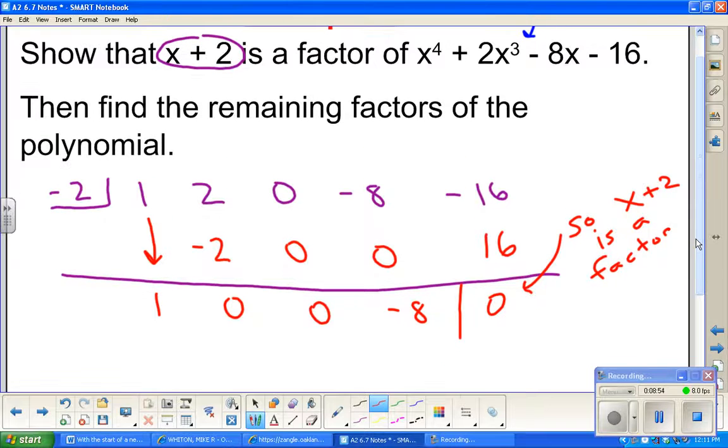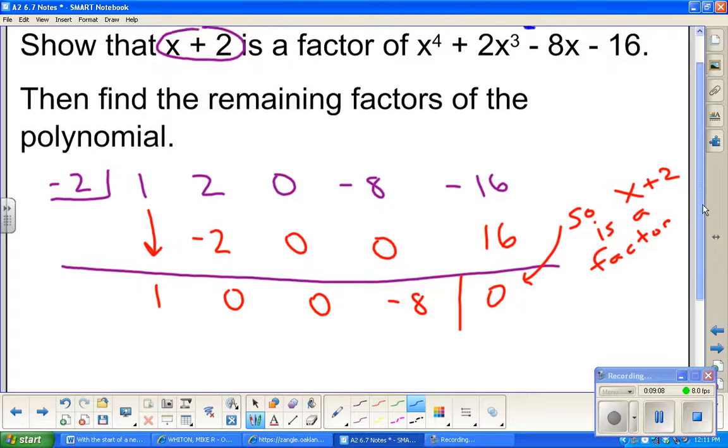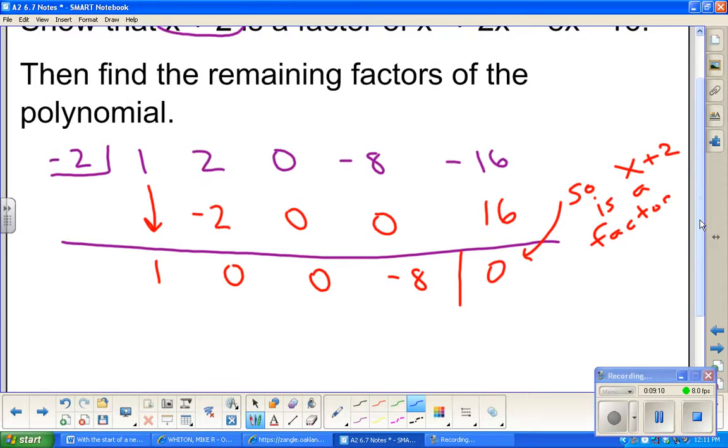Okay, so that's step 1. So x plus 2 is one of the factors of this big thing. The other ones will come from the answer to our division problem. And what is that answer? 1x cubed plus 0x squared plus 0x minus 8. So it's really just x cubed minus 8, isn't it? That's what this answer is.